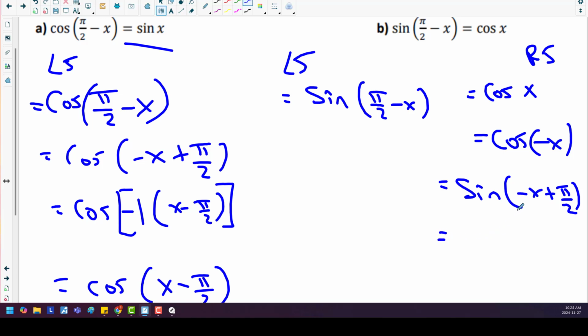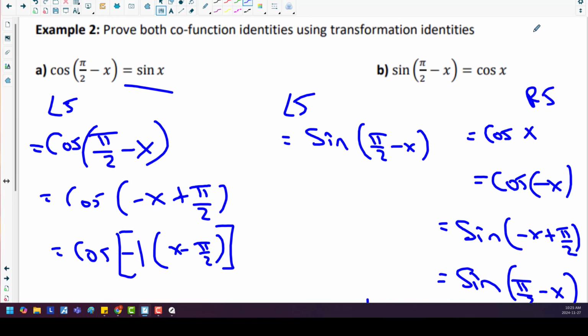So what now? Wait, no, they are the same actually. It's just a rearrangement. There's nothing really happening here. Just putting in pi over 2 first, minus x, and there you go. Left hand side is equal to right hand side. We're done. So that's how you can prove these cofunction identities.